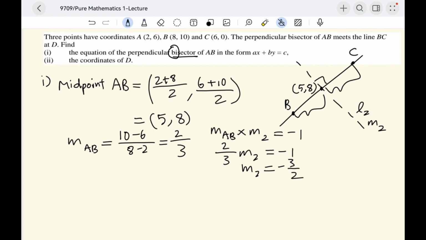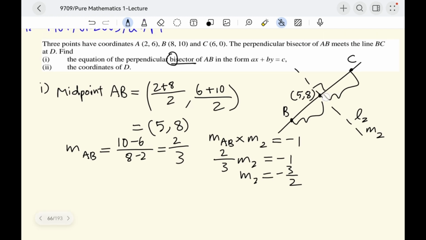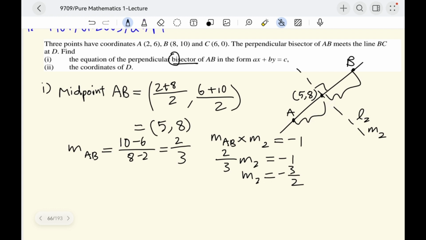So the perpendicular bisector still intersects with (5, 8), the midpoint of AB. Oh, sorry about that. Here is your AB. My mistake. All right. So I have to say y minus 8 over x minus 5. No matter what the coordinates are, the gradient is always -3 over 2.